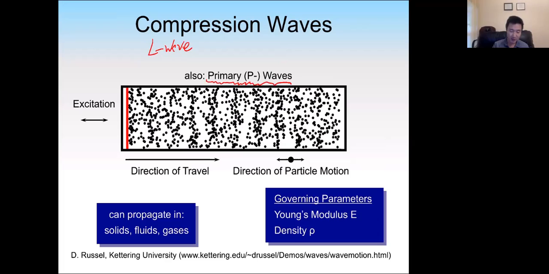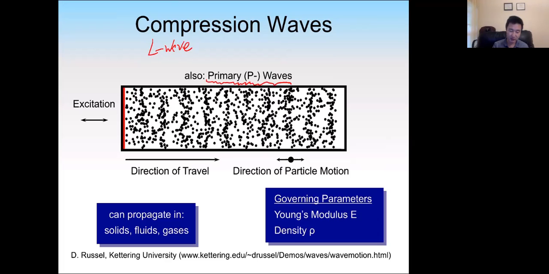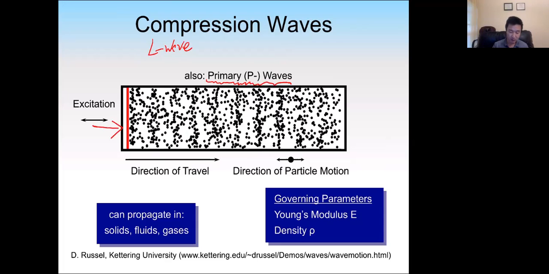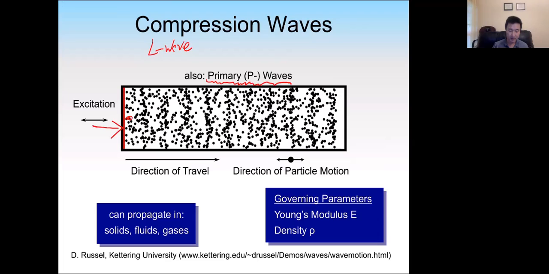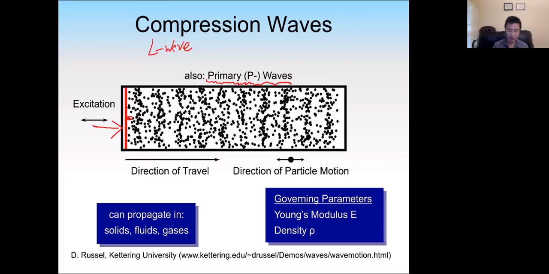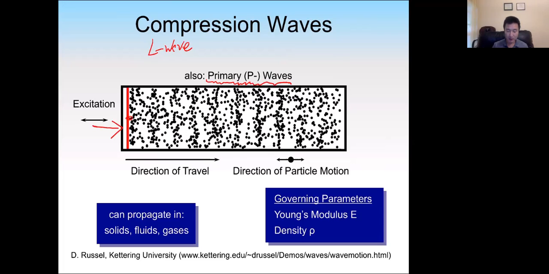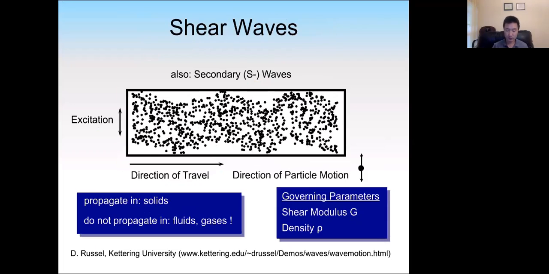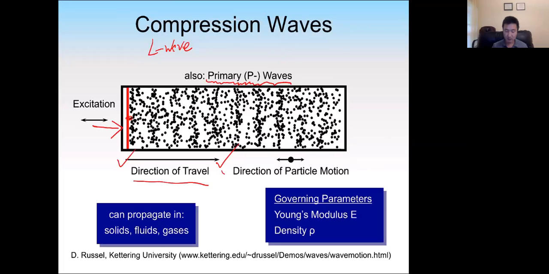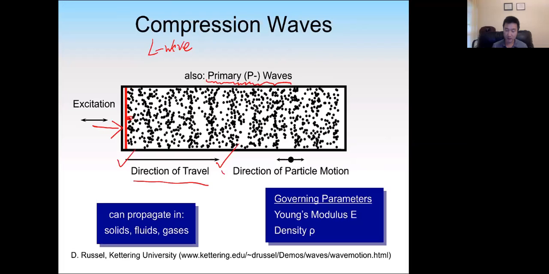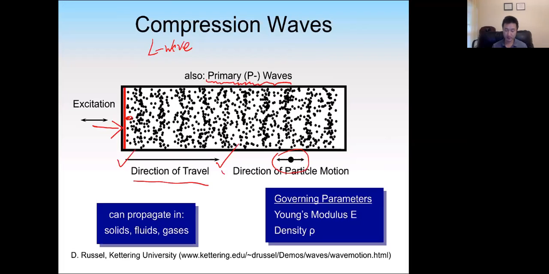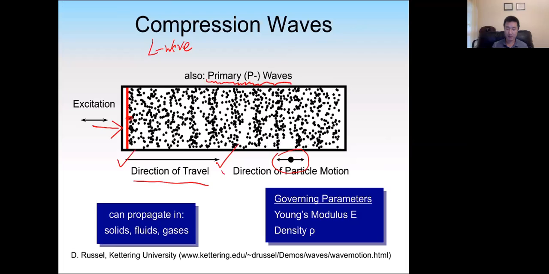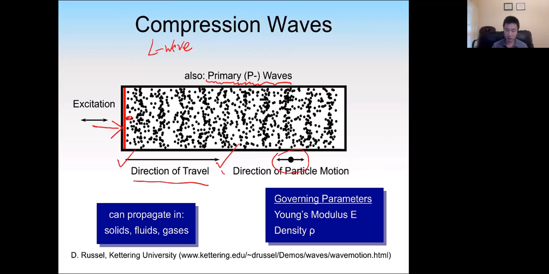Okay, so let's look at this direction of excitation. For example, we use a hammer to pound the surface of the concrete. So let's focus on one of the particles. You see the particle is moved from left to right, and the wave's direction is also from left to right. So the direction of travel of the wave is the same direction as the direction of the particle motion. Right? Okay. So compression wave is caused by elastic response to compression.